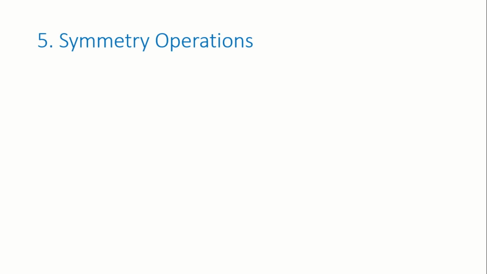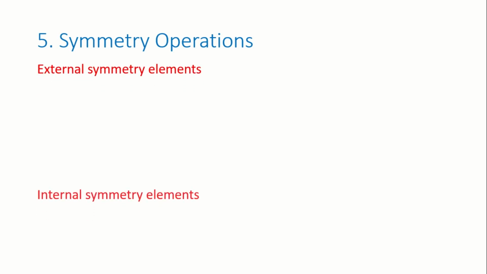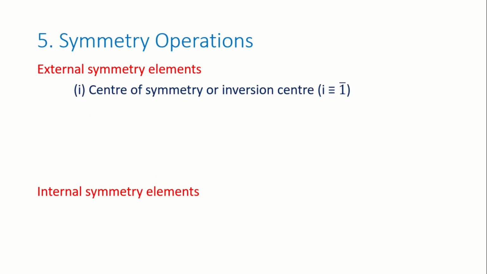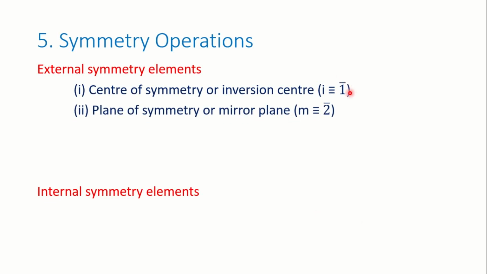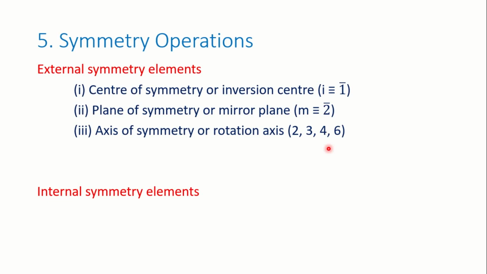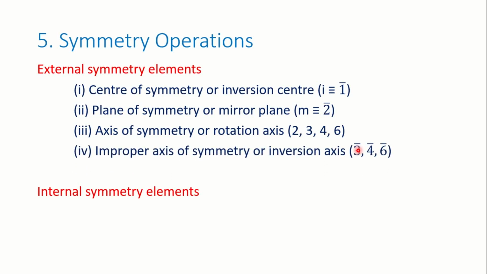Now the crystal lattices have 4 types of external symmetries and 2 types of internal symmetries. These are number 1, center of symmetry, number 2, plane of symmetry. Center of symmetry is denoted as i, small letter, or 1 bar. Mirror plane is denoted as small letter m, or 2 bar. Now axis of symmetry, or rotation axis, or proper axis of rotation, has 4 types: 2, 3, 4 and 6. And improper axis of symmetry, or inversion axis, has 3 types: 3 bar, 4 bar and 6 bar.